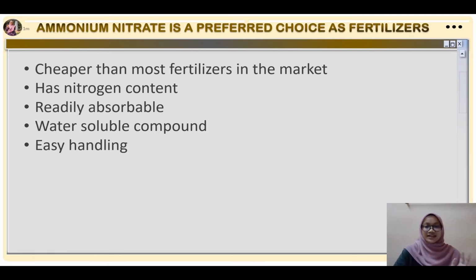Another benefit of using ammonium nitrate fertilizer is the fact that it is a water-soluble compound. This will hasten the absorption process, and the roots can easily take in nitrogen without any problems. Last but not least, easy handling. If we have a dry, covered, cool and well-ventilated area, we can store ammonium nitrate there.